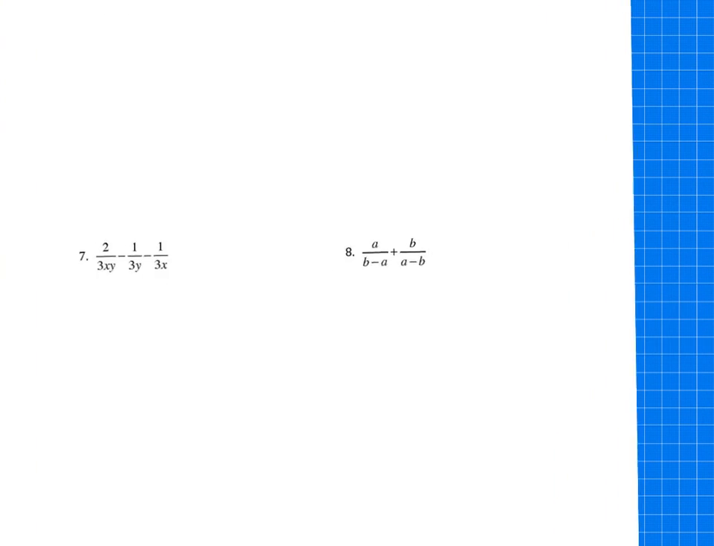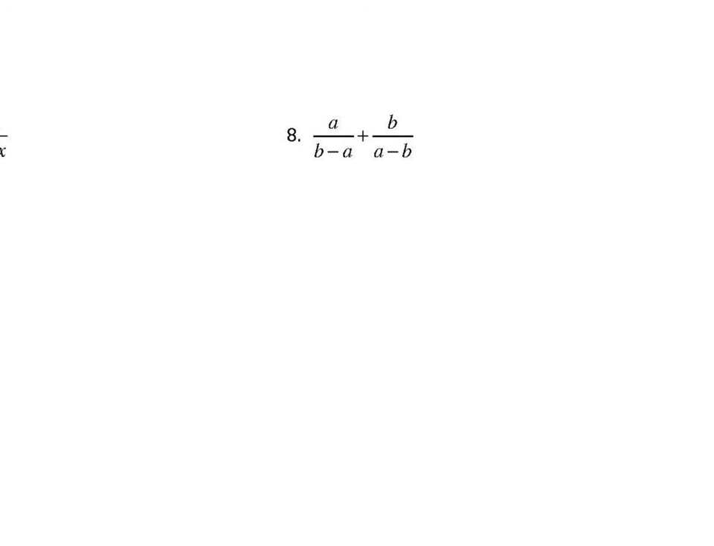Let me see if I can make sure that you understand what's going on here. How many factors in this denominator? 1. Just b minus a. How many factors in this denominator? 1. But guess what? It's a tricky one. Does anyone remember the relationship between b minus a and a minus b? They're opposites. Remember, because look at negative b, positive a. They're opposites.